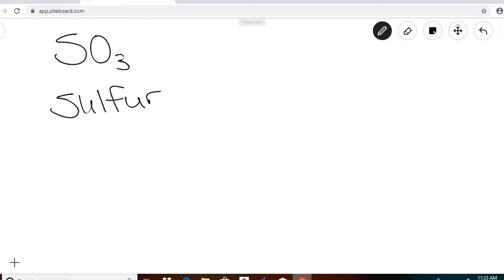Okay, the next one is SO3. S is sulfur, and even though there's only one, we wouldn't say monosulfur, because if the first one just has one, we don't use a prefix. And then the prefix for 3 is tri, so it would be sulfur trioxide.